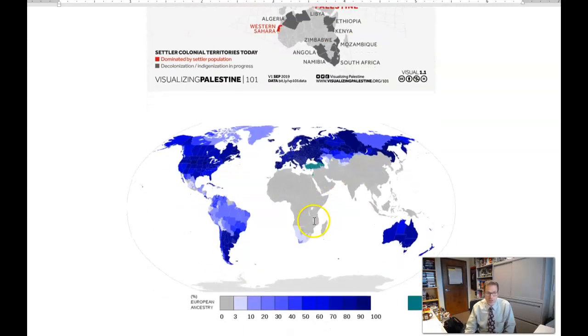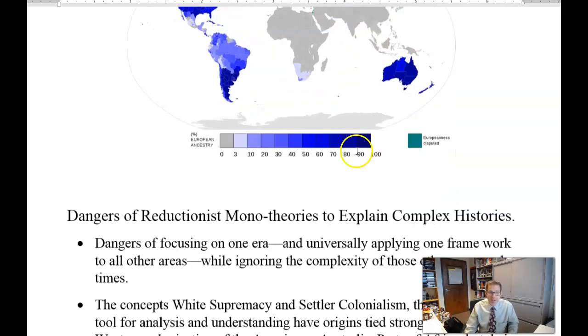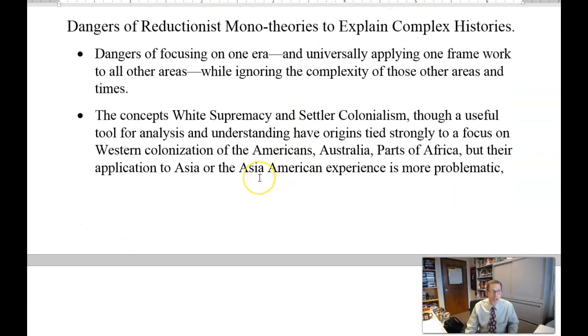Another way to look at this is showing nations in the world that have primarily majority European ancestry. Again, there's some overlap here, but of course that would be the United States and Canada, parts of Russia, Australia, and New Zealand. These would be termed settler colonial situations, according to ethnic studies professors and some historians. So, all right. With that in mind, let's talk a little further about the dangers of reductionism.